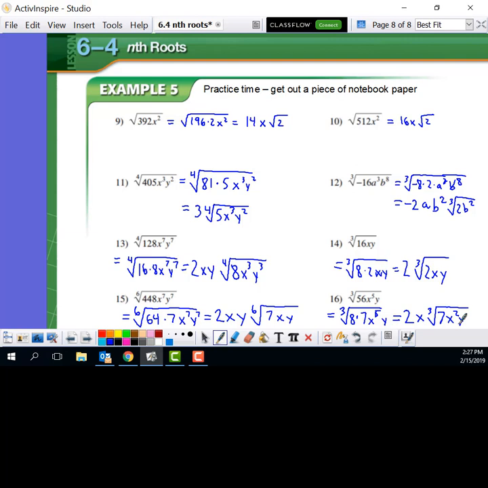Okay, so major takeaways. Remember that with even roots, your answers can be either positive or negative. But the rule with even roots is you can only take the even root of a positive number inside the radical. And with odd roots, you don't have plus or minus in your answer, but you also are allowed to take odd roots of negative numbers on the inside. That's not a problem.